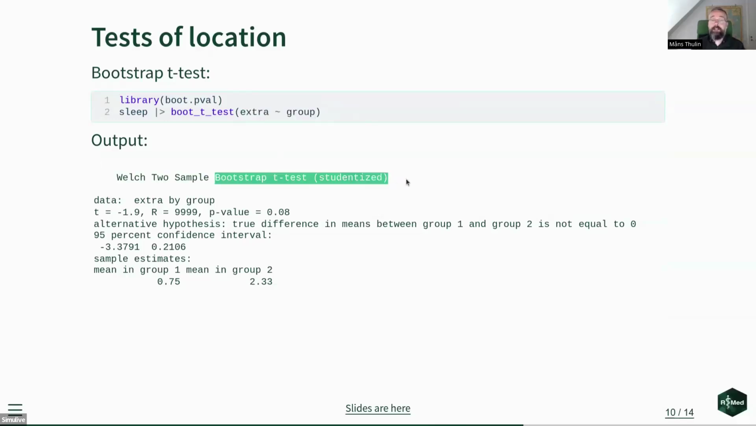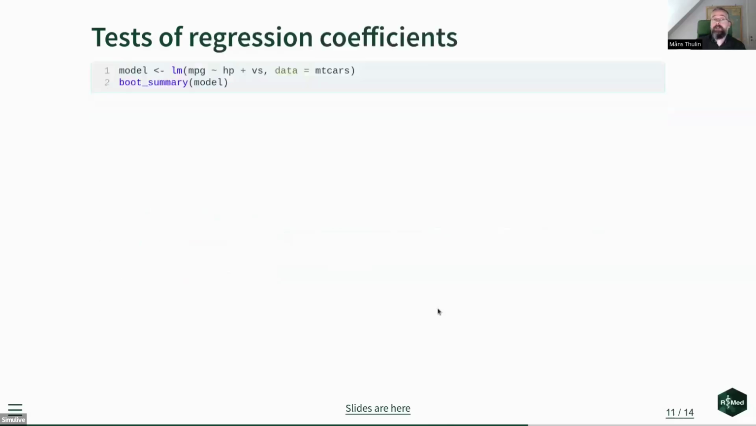By default, it uses a studentized confidence interval and the corresponding p-value. So you get your Bootstrap p-value, you get your Bootstrap confidence interval. The output looks identical to that from t.test, except that the Bootstrap has been used instead. In addition to this, there are convenience functions for tests of regression coefficients from different kinds of regression models.